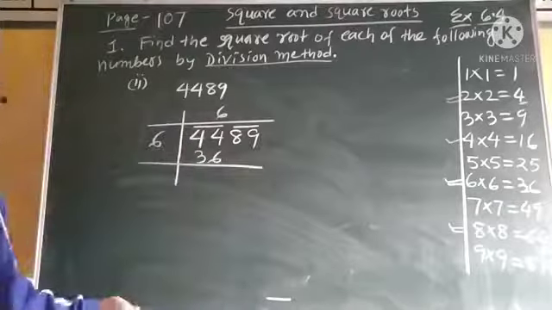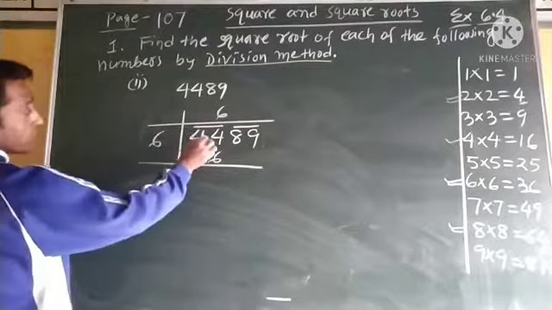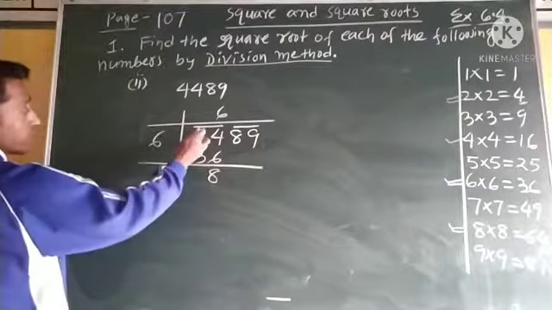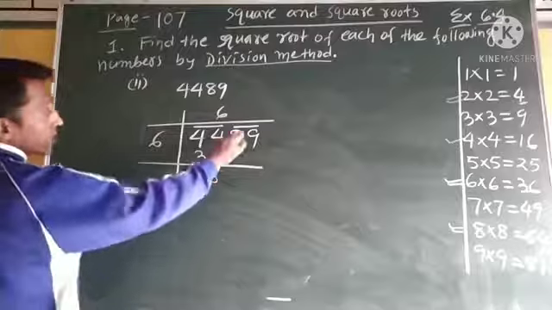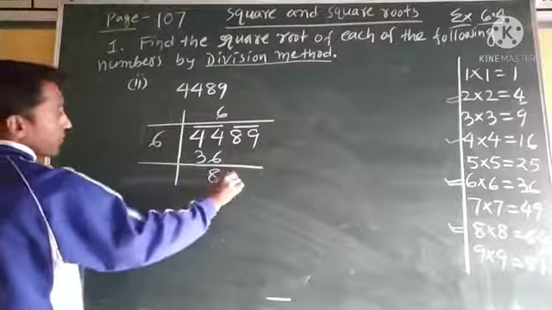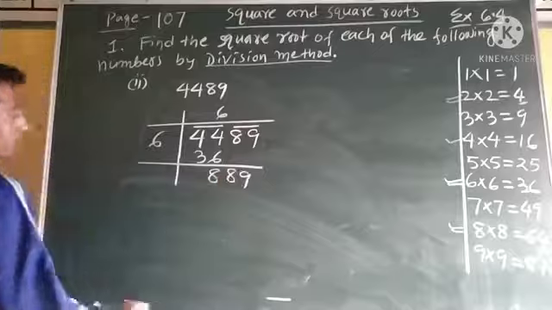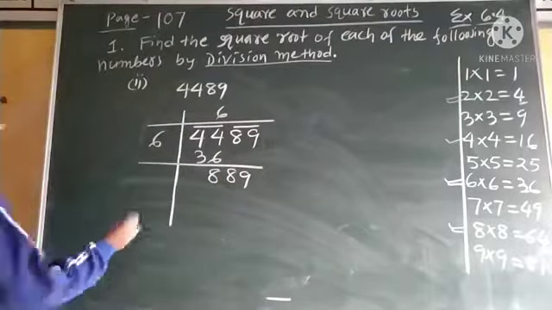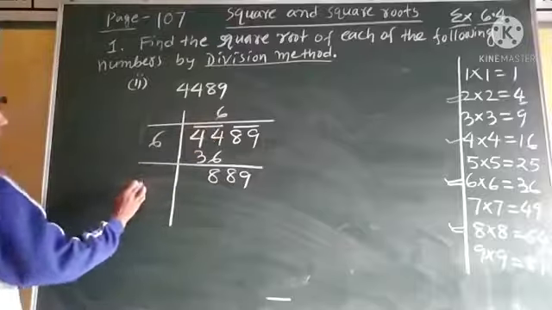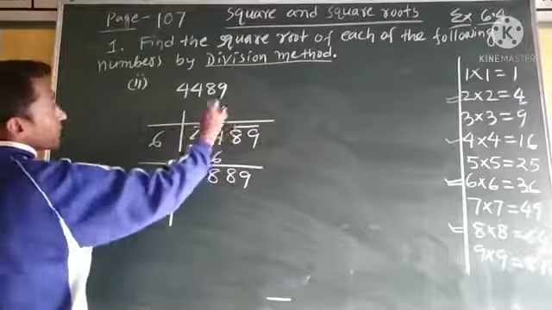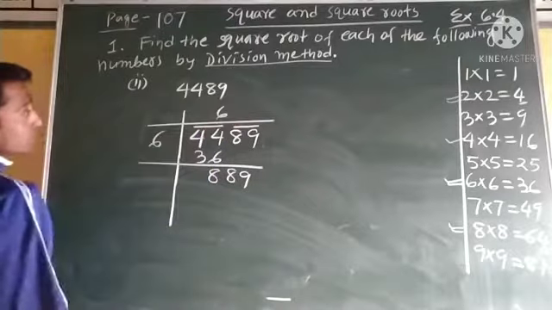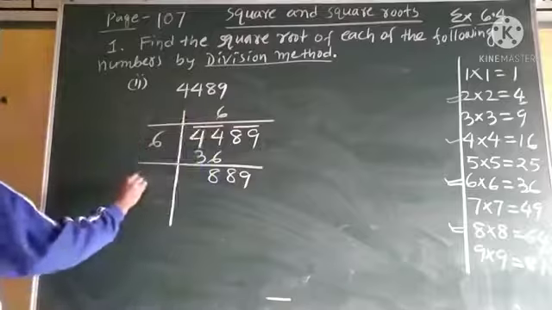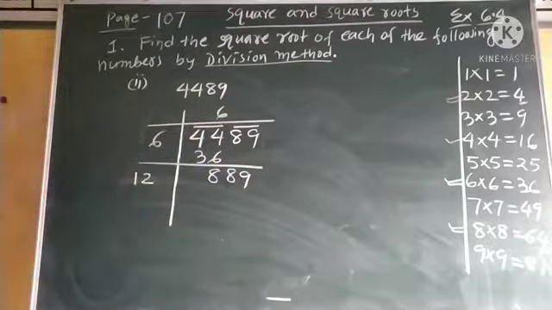Now in the next step you subtract. Taking 1 from here, it becomes 14. 14 minus 6 is 8. Here 3 minus 3 is 0. Next, you bring down the next pair, 89. Now we will find the next divisor. To get it, you double the quotient. The first digit is 6, so 6 times 2 is 12.